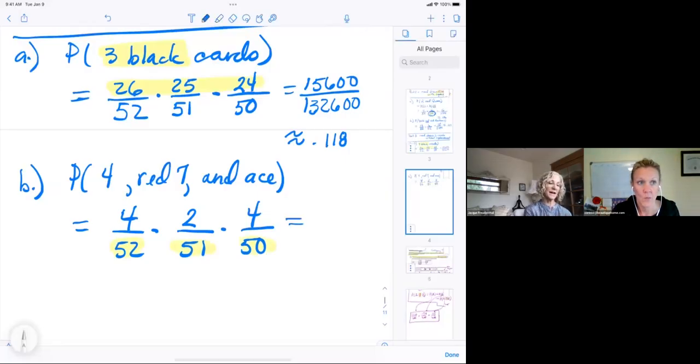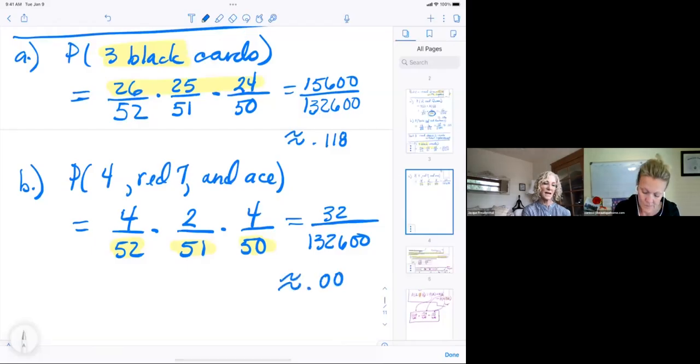So if you multiply all that out, 4 times 2 times 4 is 32. And when you multiply the denominator across, you get 132,600, which is approximately 0.00. If I don't carry it more than 3 places, I would just get zeros. So I'm going to take this one out to 4 decimal places.